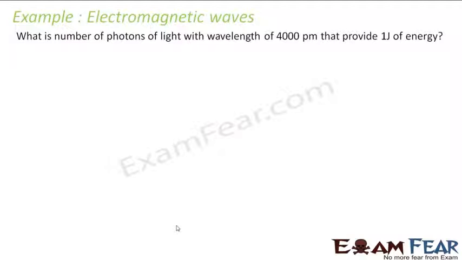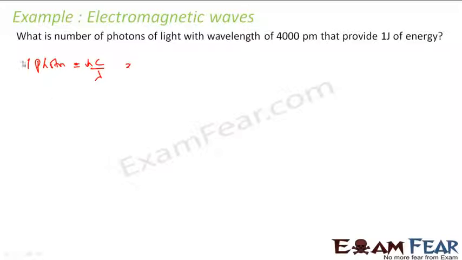Let's take one more example. What is the number of photons of light with wavelength 4,000 picometer that will provide 1 joule of energy? See, we have the wavelength of the light. So I can tell that one photon will provide energy that will be hc by lambda joules. So if you put the values, that many joules we will get.